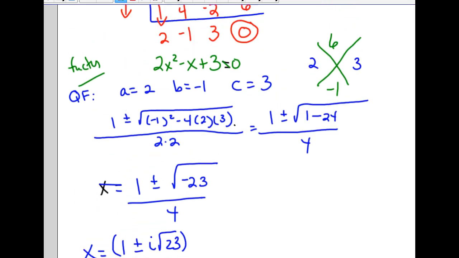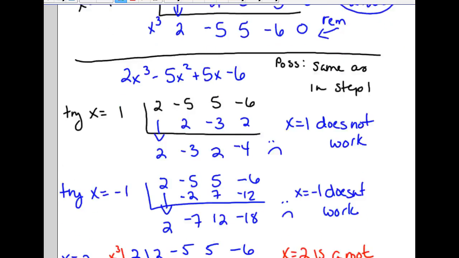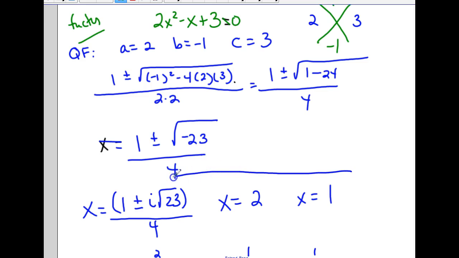And I've got to go back and get my two other roots. x equals 2 is a root, and x equals 1 is a root. So I'm going to write down x equals 2 and x equals 1. Here I have two solutions. One solution, one solution. I have 4. I'm all set. So when we get down to this last spot, if you can't factor, I want you to use the quadratic formula. That's what it's there for.